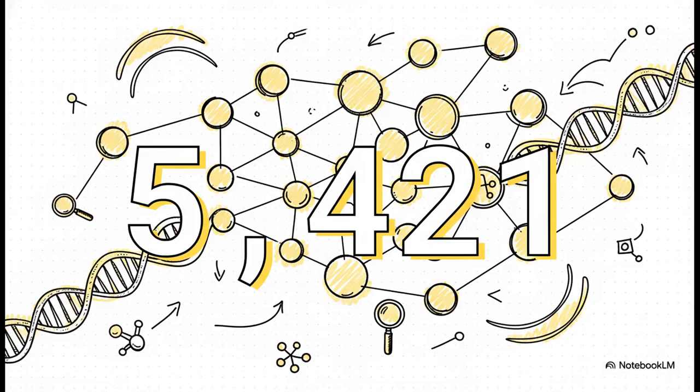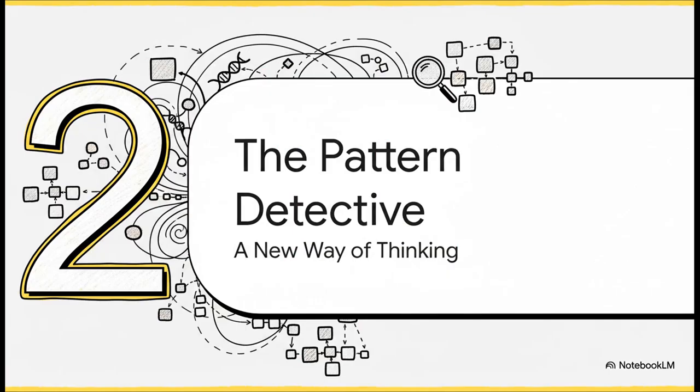And when I say the mystery was buried deep, I mean it. Scientists weren't just dealing with a handful of genes. For every single patient, their list of potential clues, what they call their gene universe, started at over 5,000. That's 5,421 potential leads to follow. It's a huge number. So, to solve a case this complex, you don't just need a magnifying glass. No, you need a totally new way of thinking. You need a pattern detective.